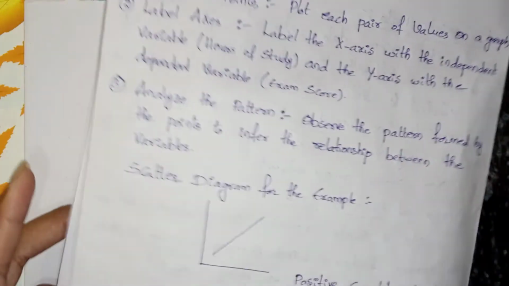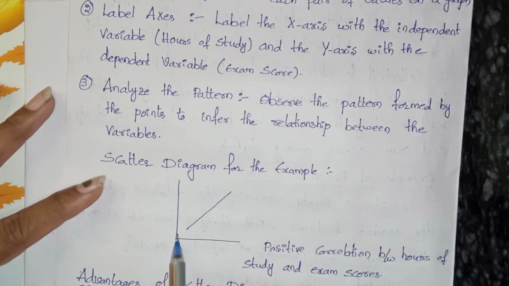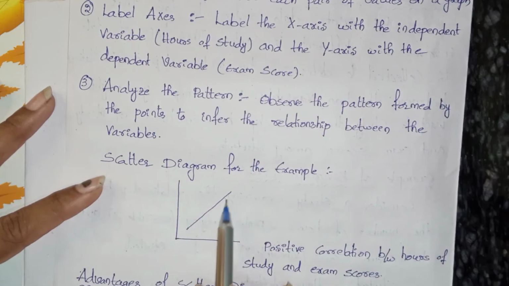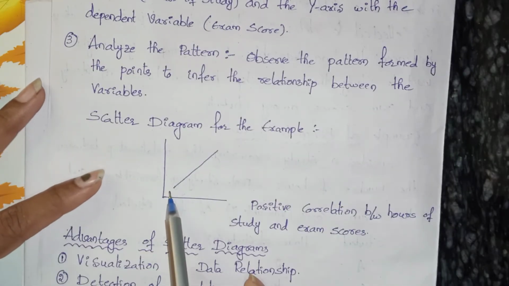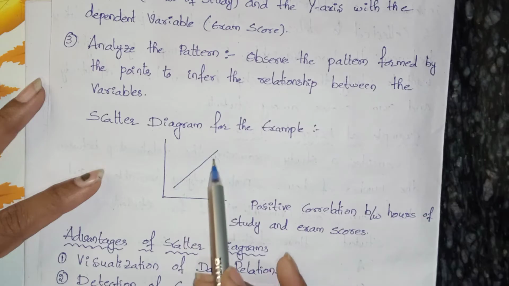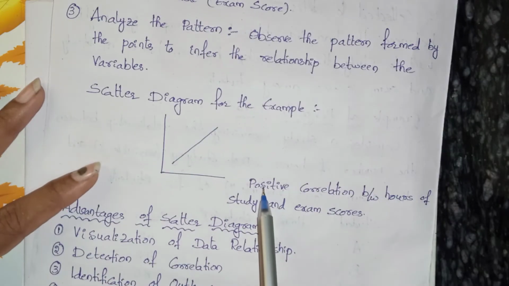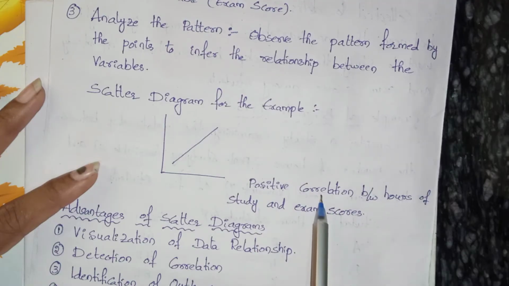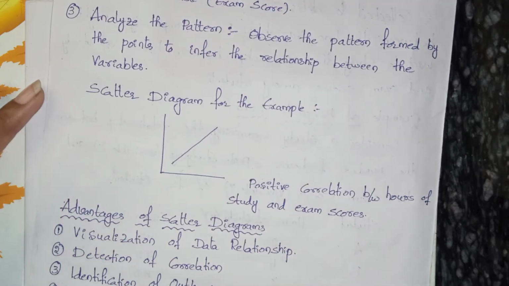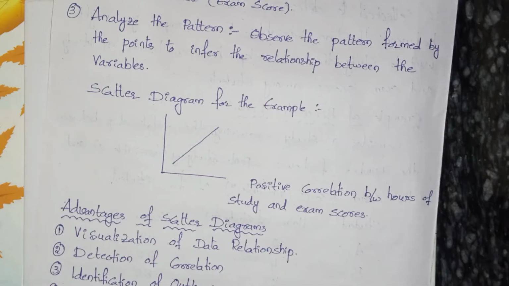So for example, depending on the above example, the diagram will be like this. That means it will form a straight line. If the points are plotted in a straight line, that is called what? Positive correlation. Okay, so it is a positive correlation. Like that we have to draw the scatter diagram.